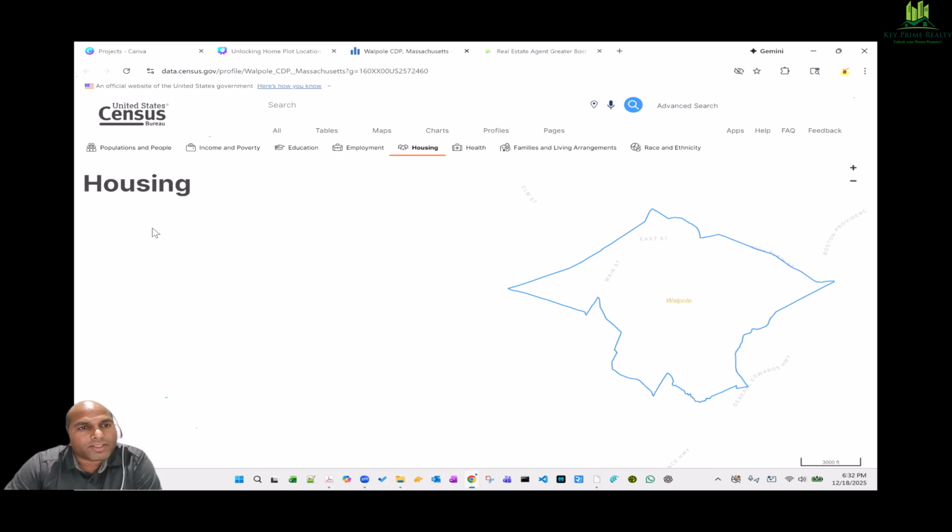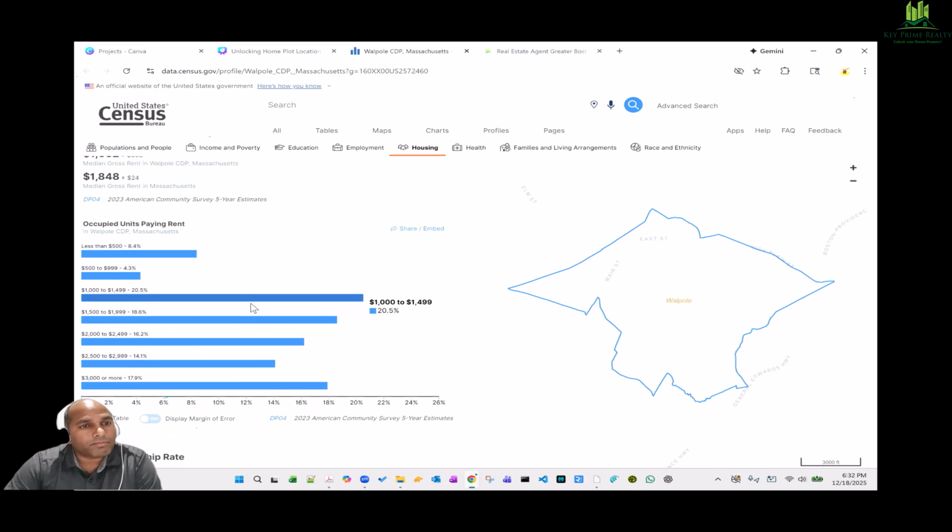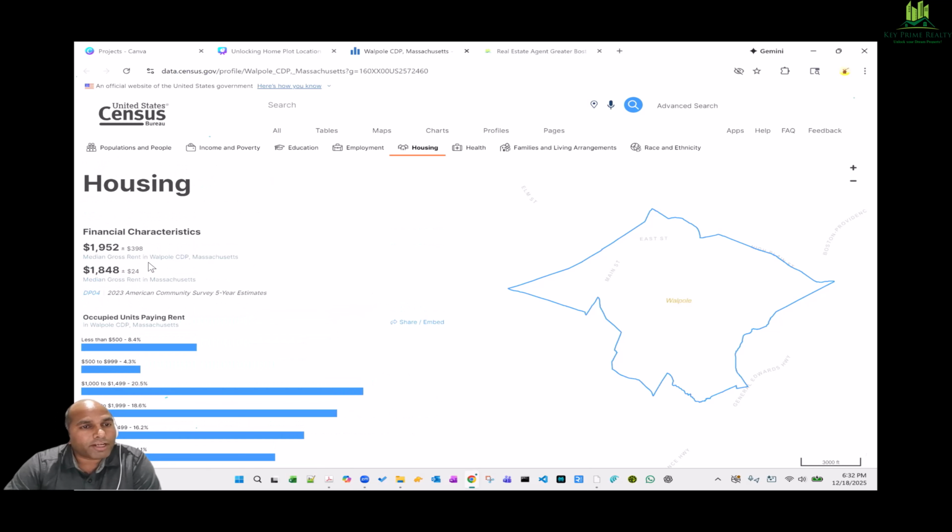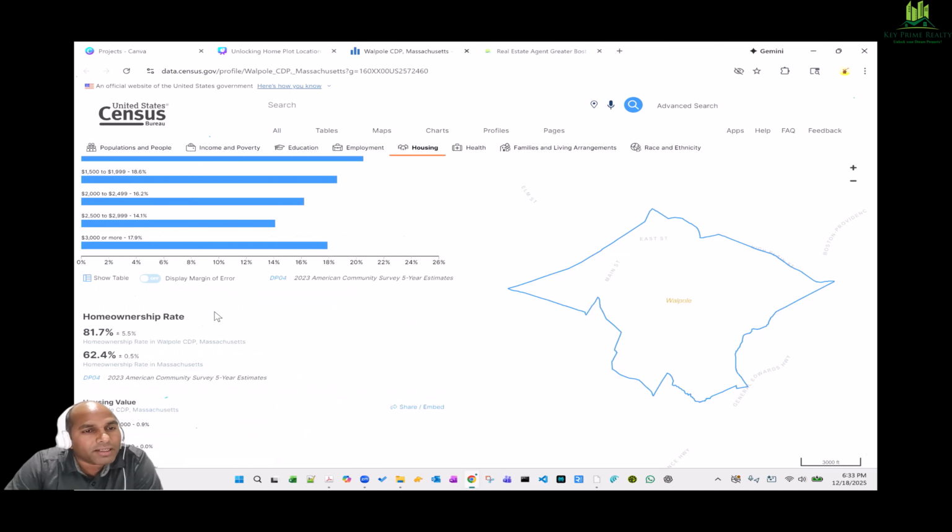Housing, it's taking a little bit to load, but as you can see, housing, financial characteristics, median gross rent. This is an important one. Somebody might be interested in, hey, if I buy this 4-unit property, how much rent can I expect? This is a reasonable estimate. In the town of Walpole, the median rent is 1952. That tells us something. If you're getting 4 units, you can probably do a rough math of how much rent you can expect.